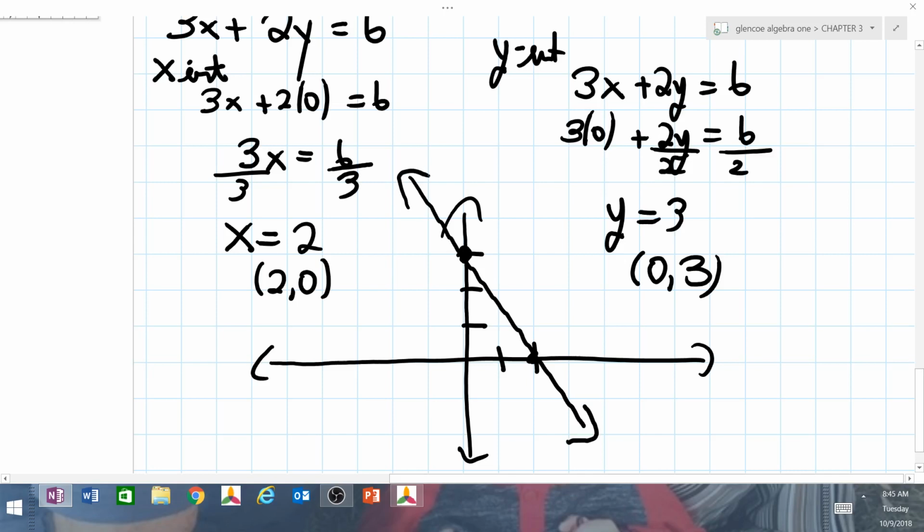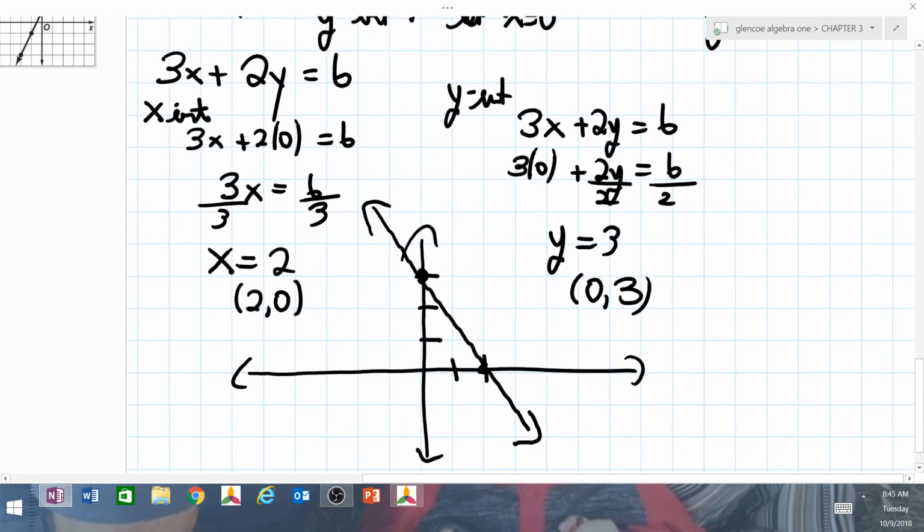Question? Yes? I can't hear you. Peekaboo will work every time. So if you cover up y and solve for x, you'll find the x-intercept. If you cover up x and solve for y, you'll find the y-intercept. Okay? Does that make sense?